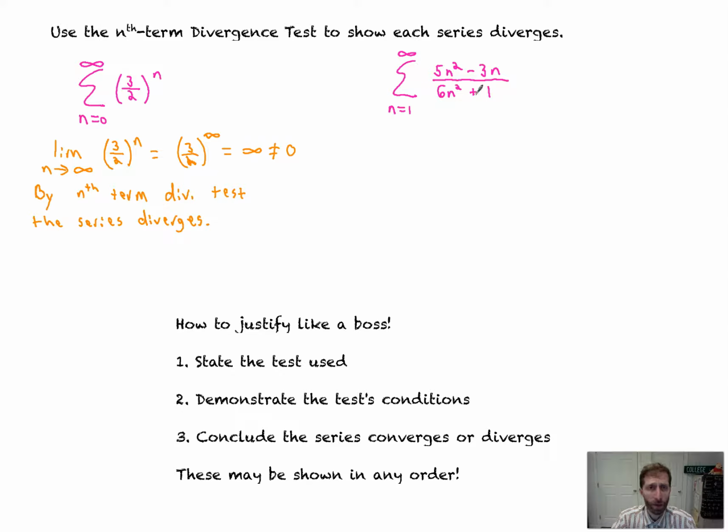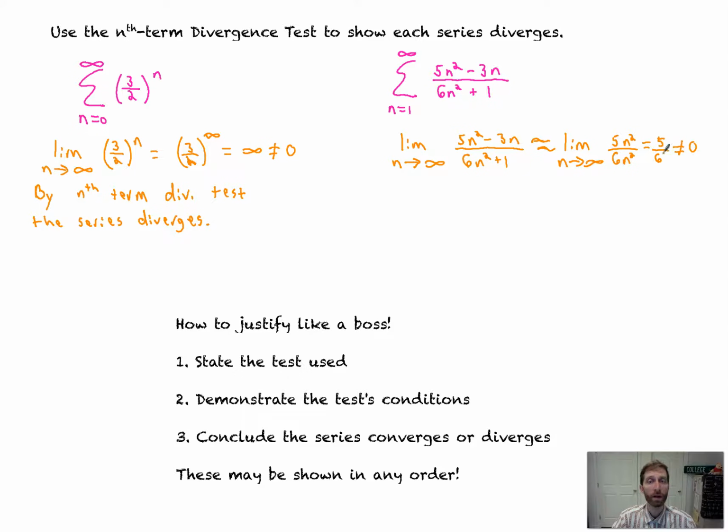Now, looking at this one here, let's diagnose it. I look at that and think, well, that limit's pretty easy to take. Let's see if we can use the nth term divergence test for this one and see what we get. Well, the limit as n goes to infinity of 5n squared minus 3n all over 6n squared plus 1. Remember, you're taking the limit as n goes to infinity, so only the highest power terms matter. So that's approximately the limit as n goes to infinity of 5n squared all over 6n squared. The n squareds divide out and you're left with 5 over 6, which does not equal 0.